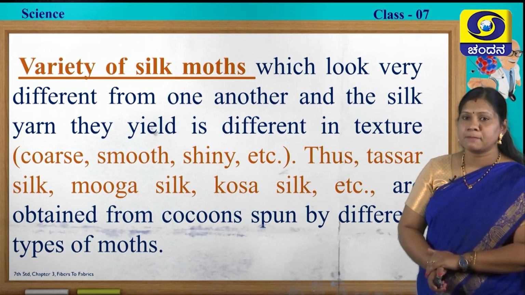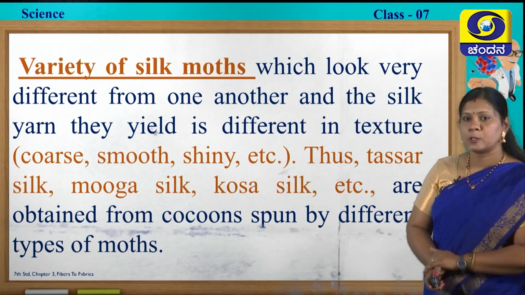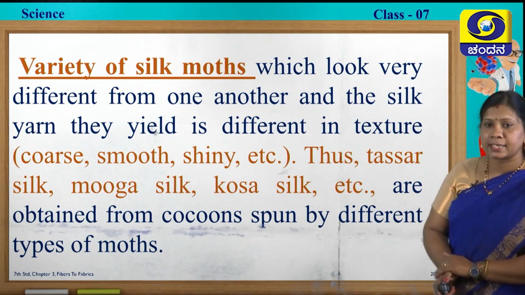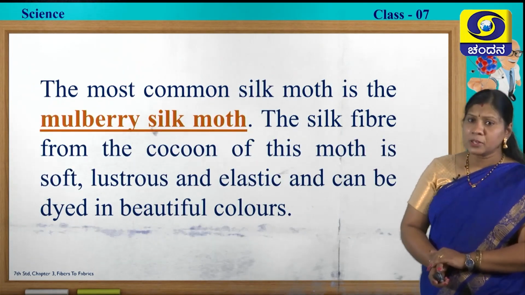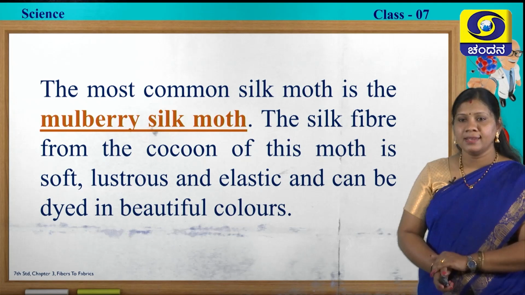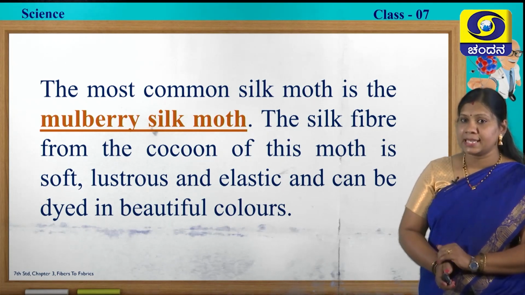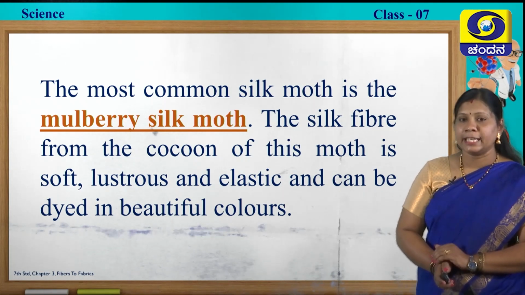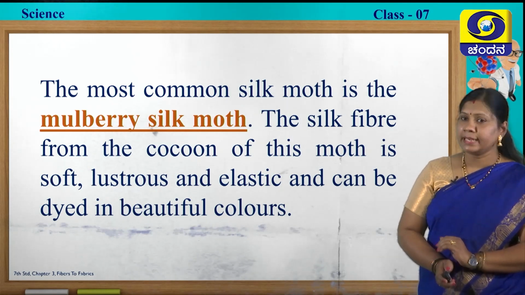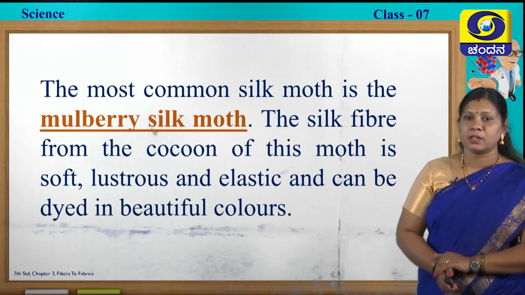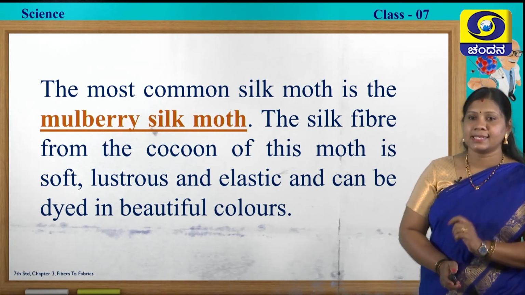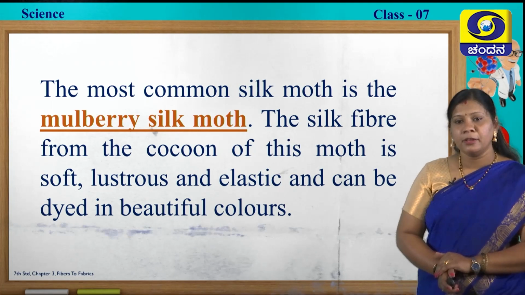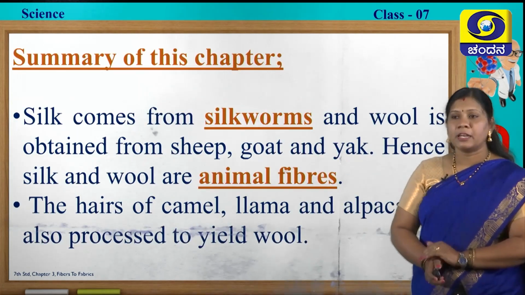Why these different types of silk materials? Because they are extracted from different types of moths. The most common silk moth is the mulberry silk moth. Why mulberry silk moth? Definitely because they are fed with mulberry leaves. The silk fiber from the cocoon of this moth is soft, lustrous and elastic and can be dyed in beautiful colors.